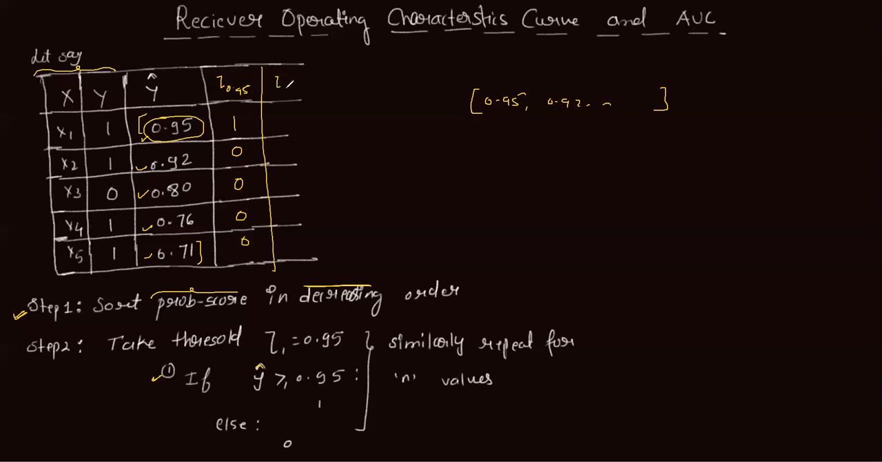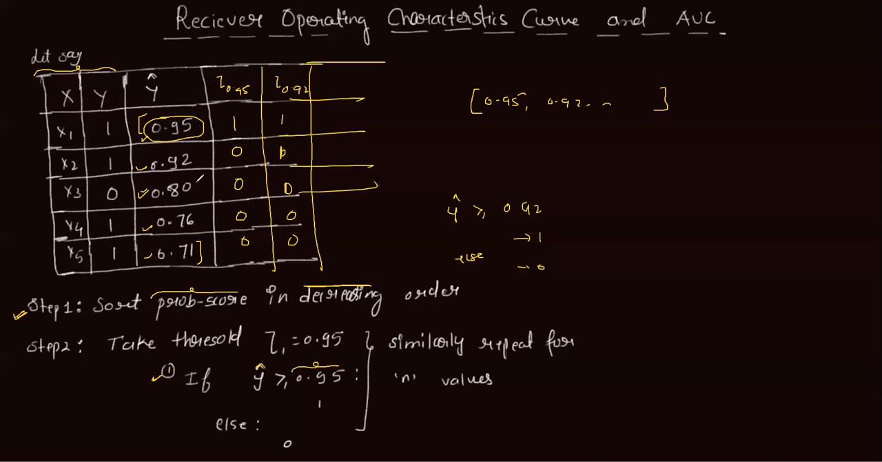Same thing you will perform for 0.92. You just have to replace the condition, that is, y rate greater than or equal to 0.92. You will put 1, otherwise you will put 0. So this is going to be 0, 0, 0. You will do the same thing for the remaining thresholds also: 0.80, 0.76, 0.71.